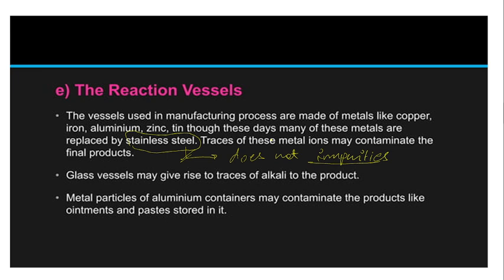Like a glass vessel may give rise to traces of alkali in the product. If we use glass vessels during the experiment, there may be a chance of traces of alkali found in the product. And metal particles of aluminum containers may contaminate products like ointment and paste stored in them. So these are the reaction vessels. We need to take care of them properly as well.